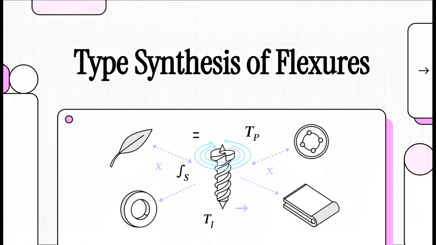Welcome to The Explainer. So today we're going to tackle a really fascinating design challenge. How do you build a mechanism that moves in one very specific way, and only in that way? We're going to explore a super powerful framework that lets us actually design from the motion back to the machine.